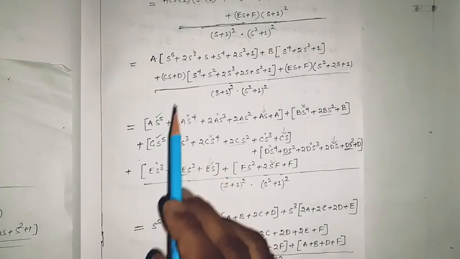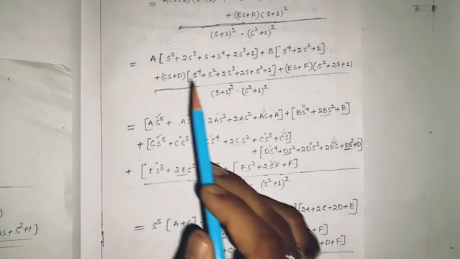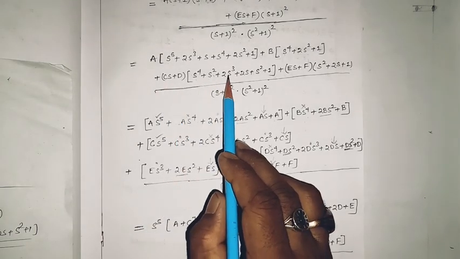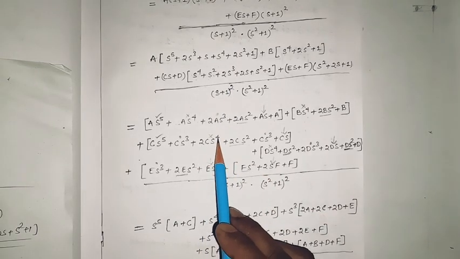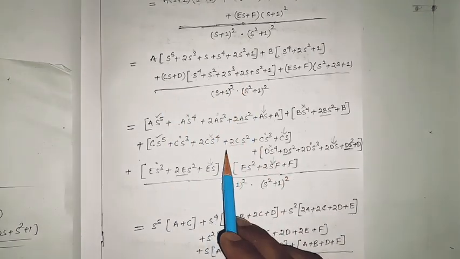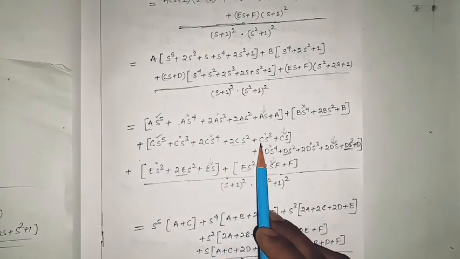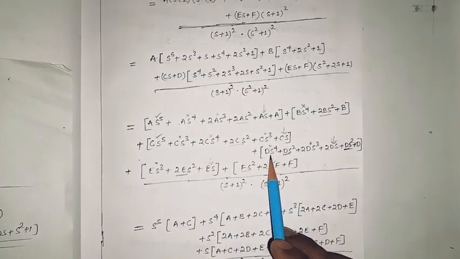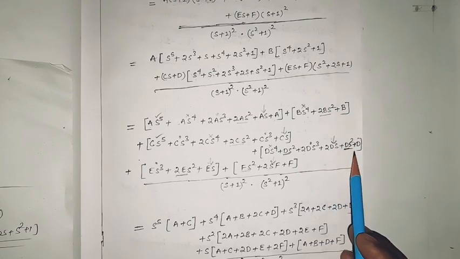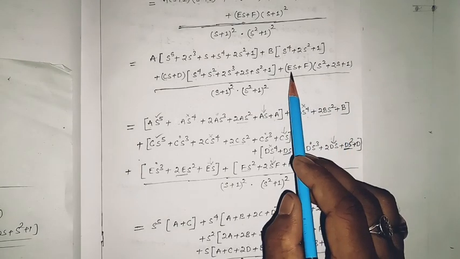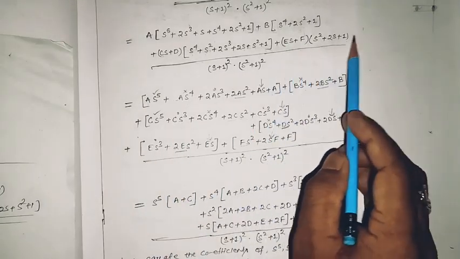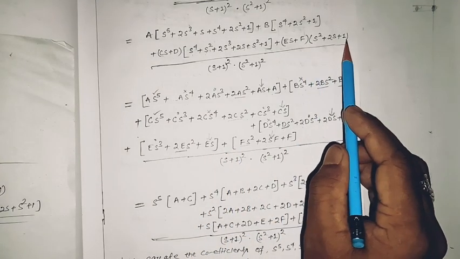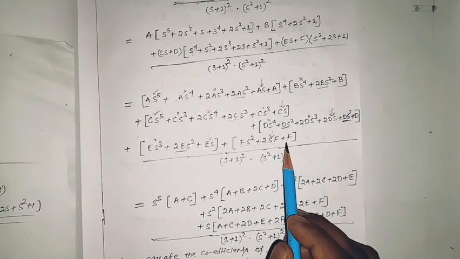Then cs into s to the power 4, that means c s to the power 5, cs into s square, that means c s cube, cs into 2s cube, that means 2c s to the power 4, cs into 2s is 2c s square, cs square, cs cube, cs into 1 is cs. Again d multiplied with these terms, we found d s to the power 4, d s square, 2d s cube, 2d s, d s square plus d. Then es plus f multiplied separately. When es multiplied, we found e s cube plus 2e s square plus es, plus f multiplied with these terms, f s square plus 2sf plus f.